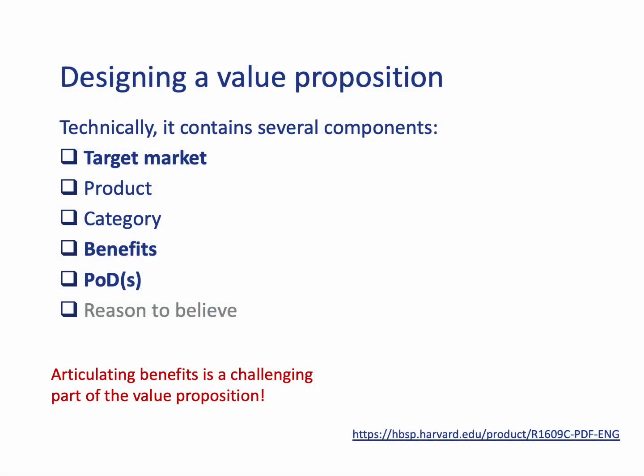Okay, so how do we design or write a value proposition? Technically, it contains several components or several steps if you like, such as target market, product category, benefits, points of difference, reasons to believe. I have highlighted 3 of the 6 as the most important and crucial ones, such as target market, benefits, and PODs, because these are absolutely essential to any value proposition, and it's very important to spend time and articulate them well. However, other sections such as product category, reasons to believe, are also important, and they make value proposition more complete, more simple to understand and digest.